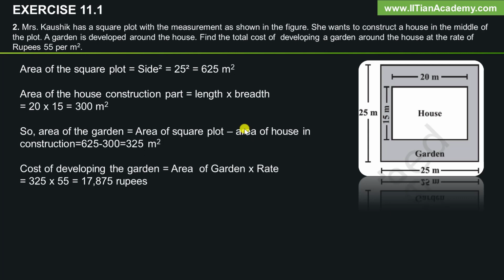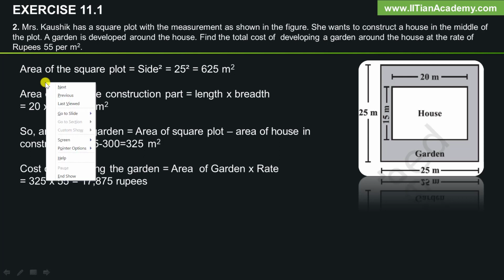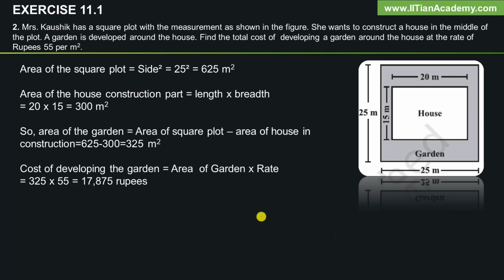Question 2. Here, we have to find developing garden cost around a house, where unit price per meter square is given. We know that square meter is unit for area. Hence, without any confusion, find the area of the garden.